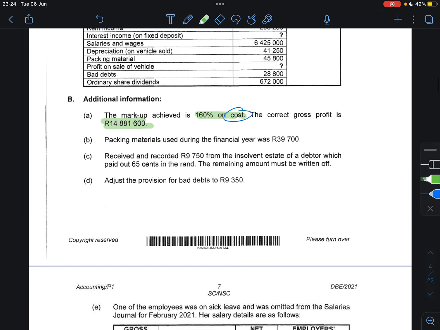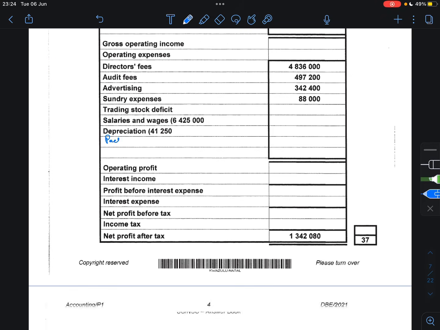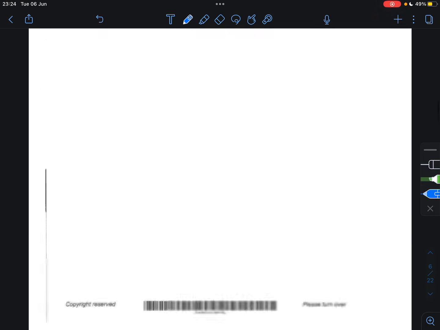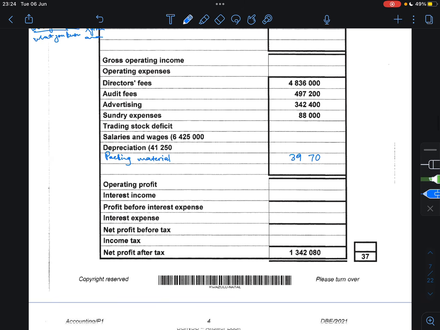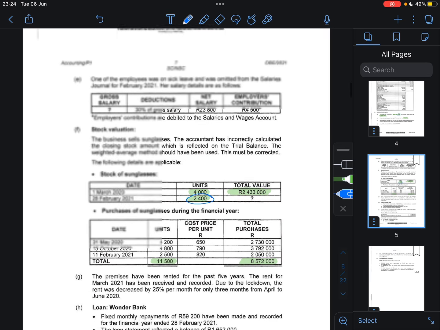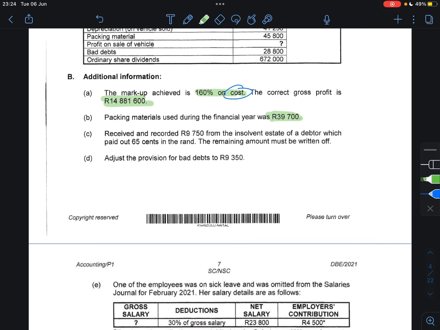All right, so now we move on to the next adjustment number B. So packing materials used during the final financial year was 39,700. You just record that as it is. Okay, we have packing material. It's 39,000. Wait, okay, I forgot that amount. Sorry about that. It's 39,700. All right, 39,700. Okay, so we are done with this B.